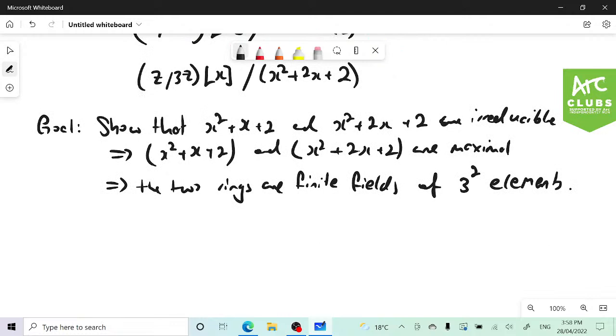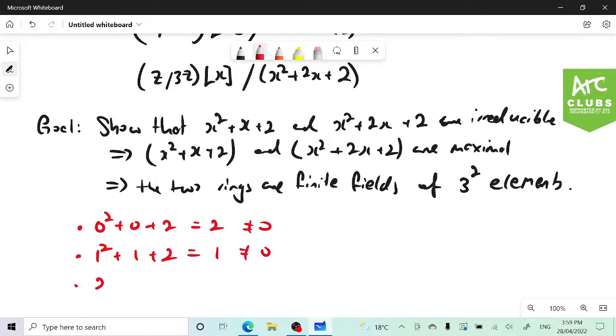So that's the setup. The first thing is to show that x squared plus x plus 2 is irreducible. Remember that we're working in mod 3, so it's easy to check. Notice that 0 squared plus 0 plus 2 is 2, which is not 0. 1 squared plus 1 plus 2 is 4, that's 1, which is not 0. And 2 squared plus 2 plus 2 is 4 plus 4, which is 8, that's 2, which is not 0. So this is enough to show that x squared plus x plus 2 is irreducible.